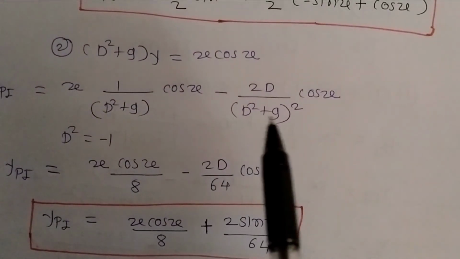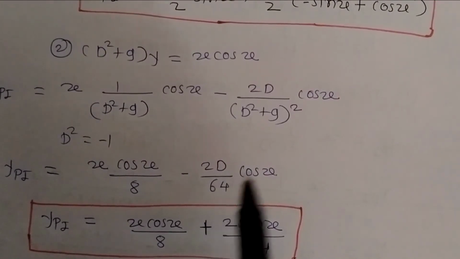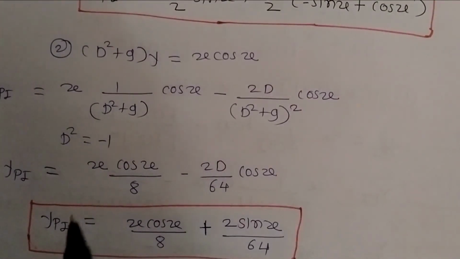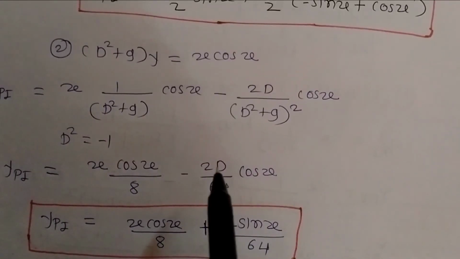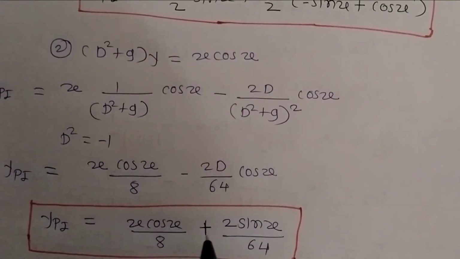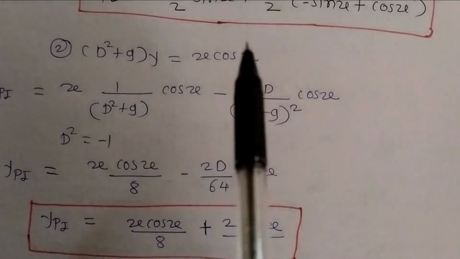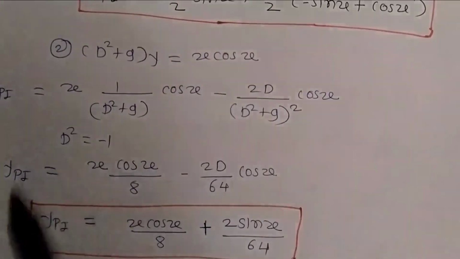Here minus 1 plus 9, that is 8. Square of 8 is 64, that is 2D upon 64 cos x. The solution of this is x cos x upon 8 minus, and the differentiation of D cos x is minus sin x, so minus minus becomes plus, 2 sin x upon 64. This is the solution of this differential equation, which is in the form of x f of x. Here f of x is cos x.